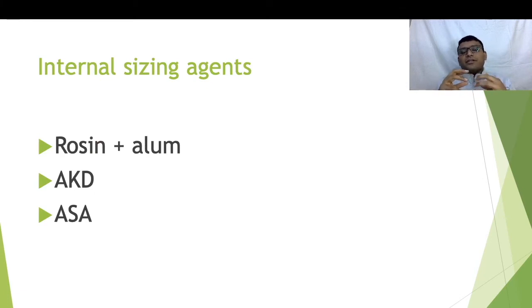The major internal sizing agents are broadly classified in these three segments. First is rosin and alum. Now, the use of rosin and alum has reduced to a very large extent because of the inherent disadvantages associated with this type of sizing agent. So, rosin combined with alum. Rosin also has types; you have dispersed rosin also. But basically, I have categorized it as rosin and alum. It has to be combined together for the internal sizing to happen in paper.